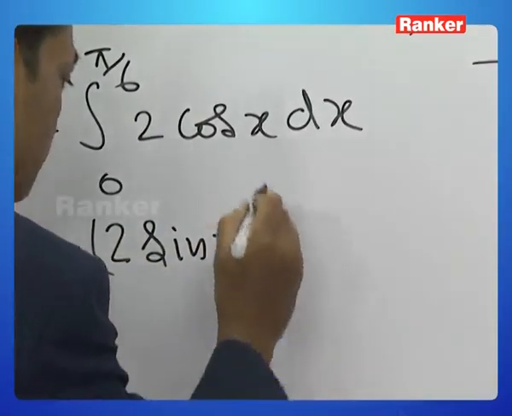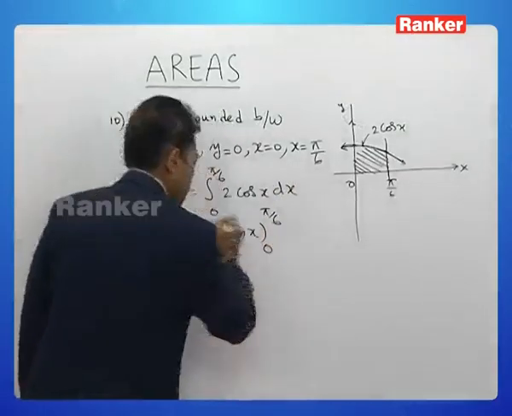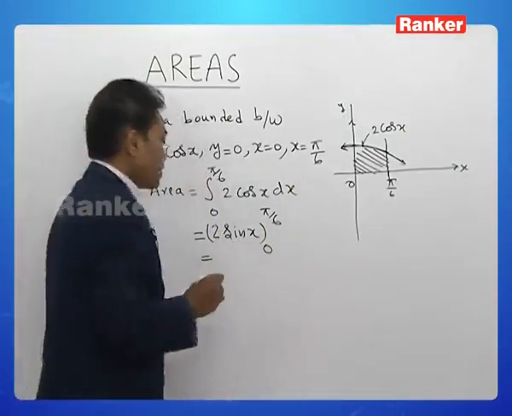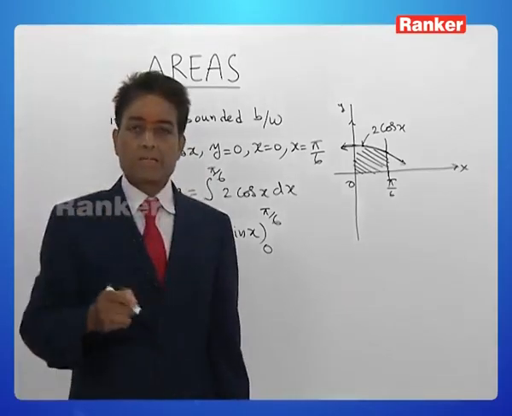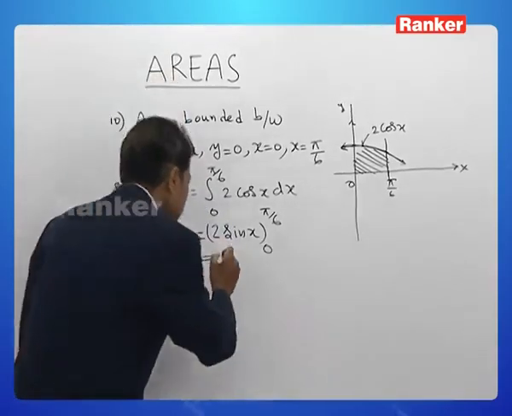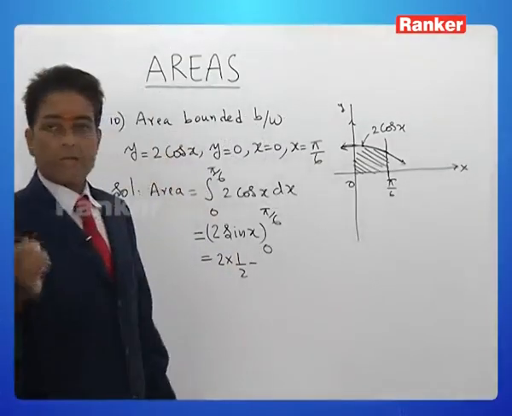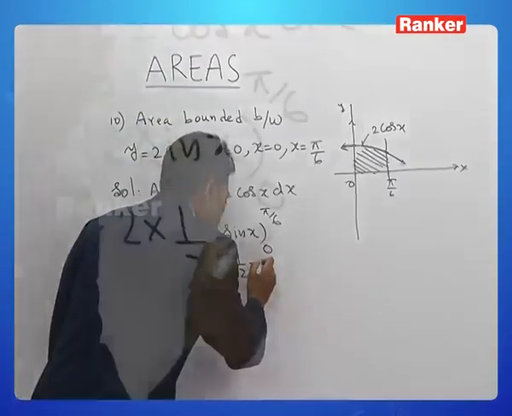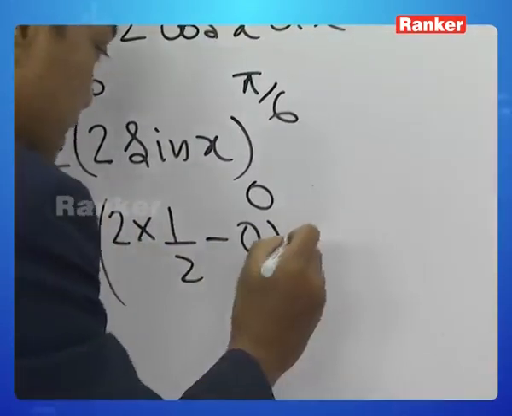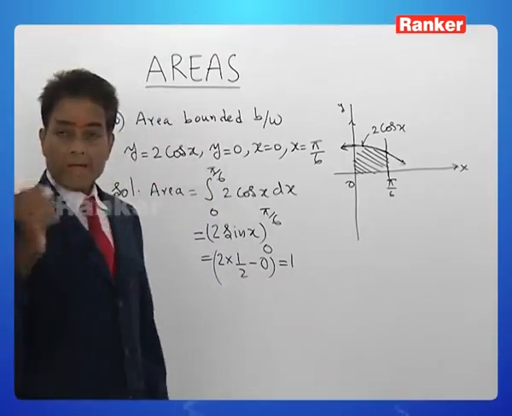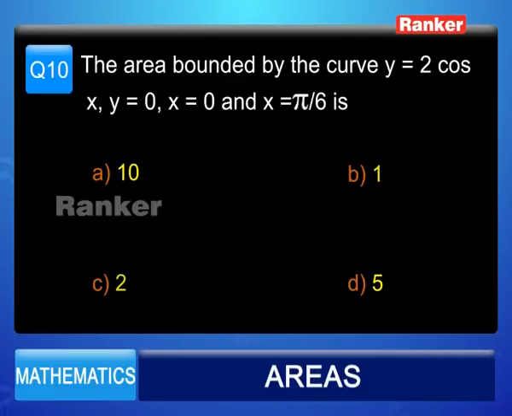Apply the limits. Let us put the upper limit first, pi by 6. So sin pi by 6 is 1 by 2, minus, apply 0, sin 0. So what is the resultant area? 1 square unit. So the right option is B. Answer is B, 1 square unit.